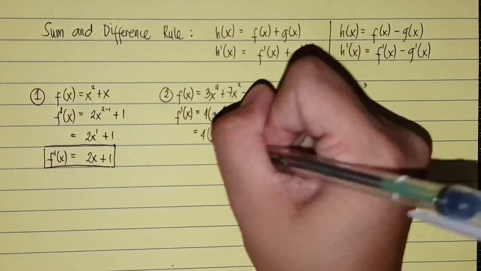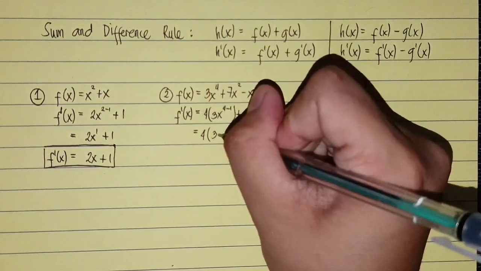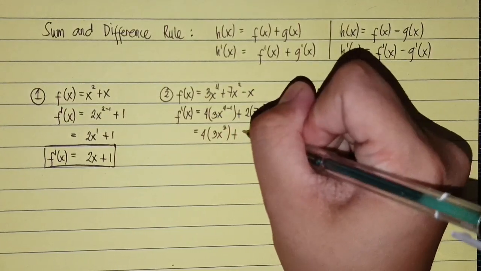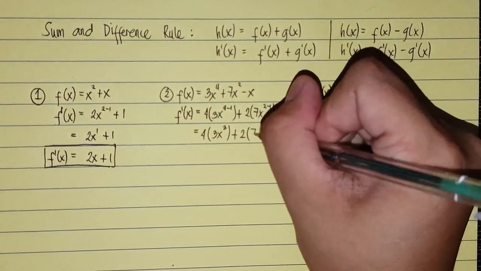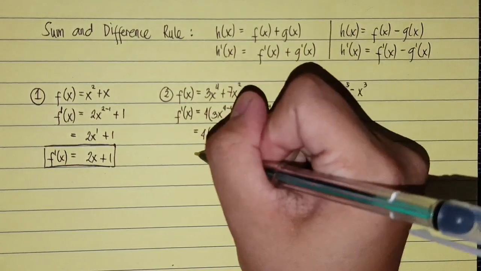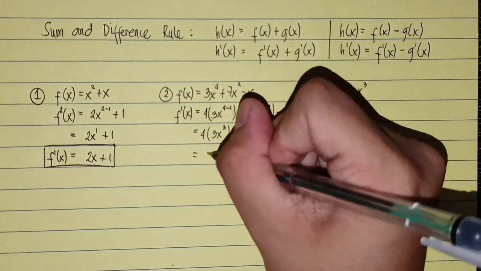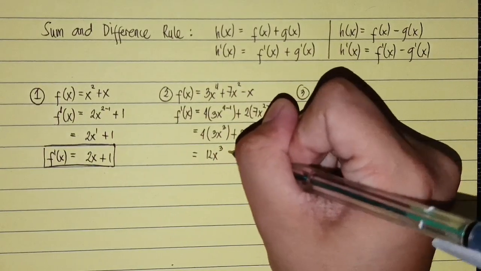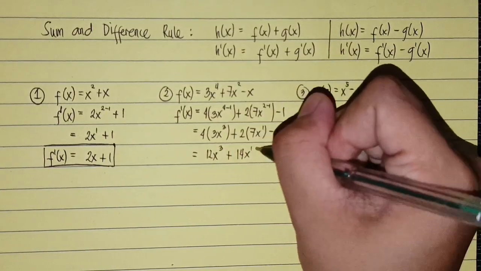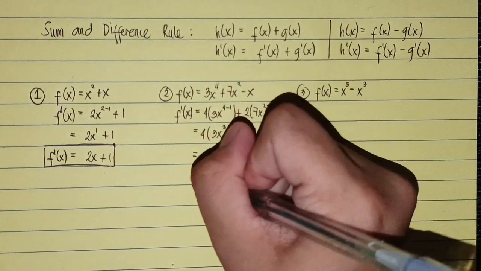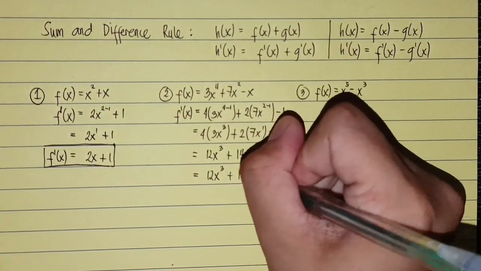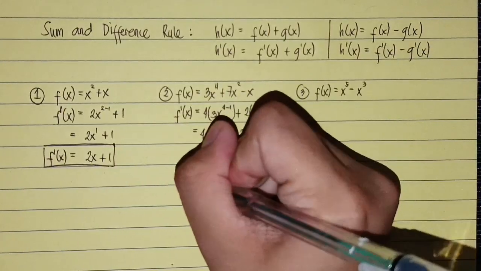Simplify further, this will give us 4 times 3x to the power of 4 minus 1, which is 3, plus 2 times 7x, and 2 minus 1 is simply 1, and bring down negative 1. Simplify further, this will give us 12x cubed plus 14x minus 1. Therefore, the derivative of the function is 12x cubed plus 14x minus 1.